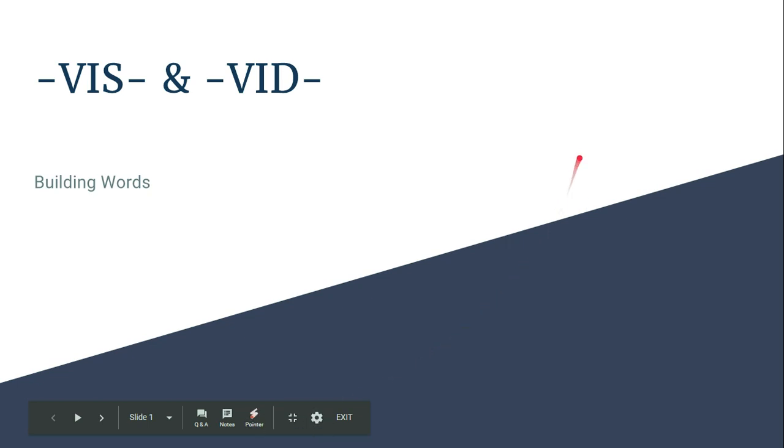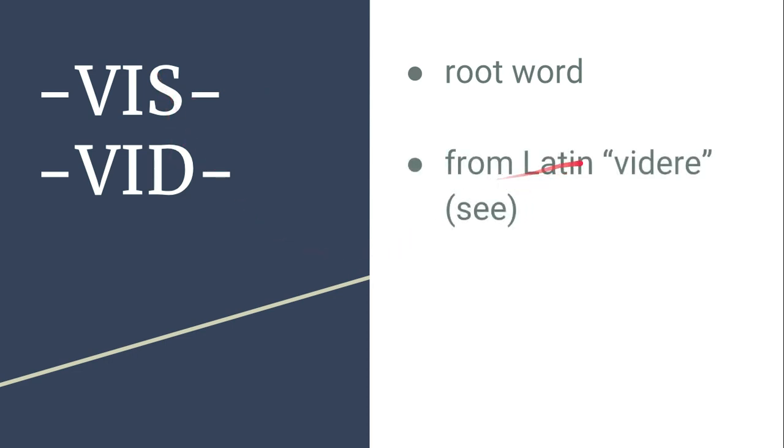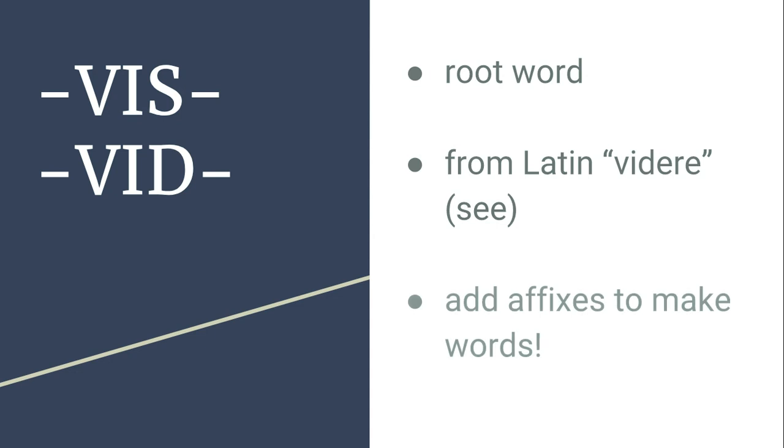Hey everybody, we're going to be looking at our next set of root words, which are vis and vid, which believe it or not are related, even though S and D are two very, very different letters. So let's take a look at this stuff, shall we? These are one root word, it's two versions. They come from the Latin videre, which means basically to see or to seem, and things related to vision and seeing. And we are going to, again, add affixes to make some words.